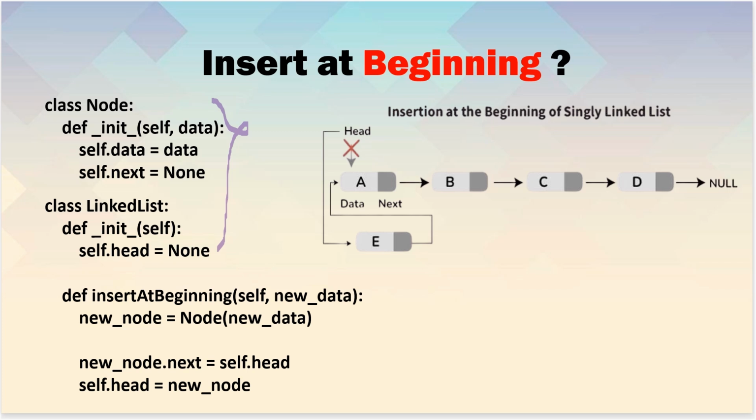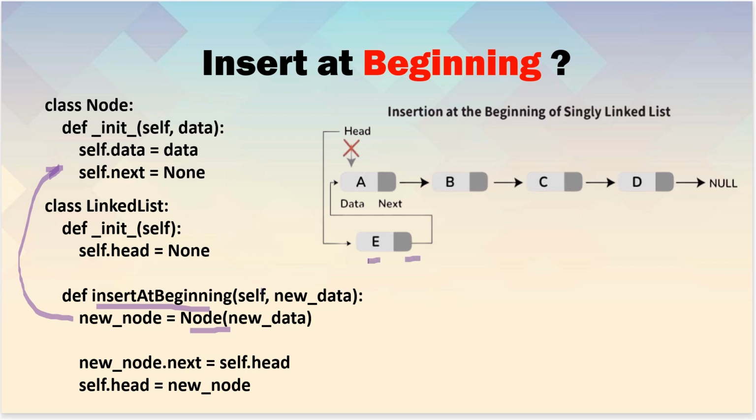Coming to the topic, the insert at beginning method takes two parameters, self and new data, which is the data we want to insert in the linked list. Inside the method, we created a new node using the node class, which we defined at the beginning of the video, where this node has data part and next part.